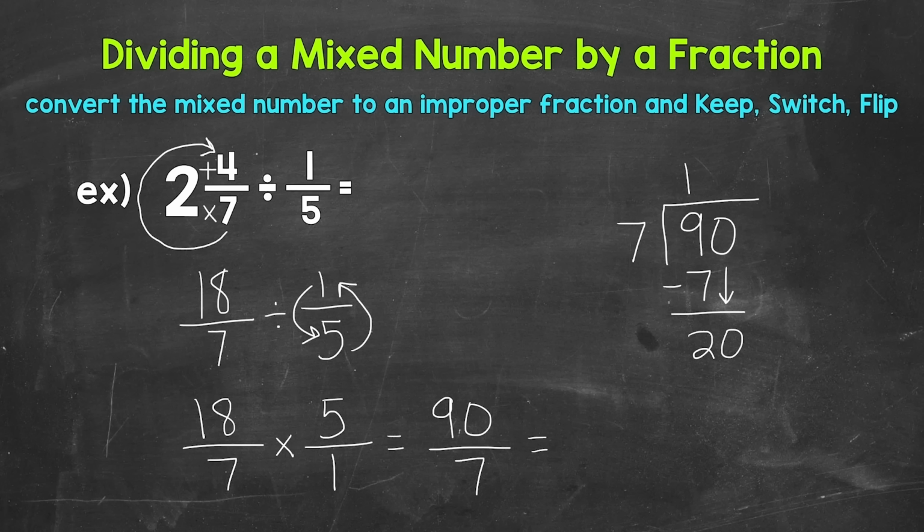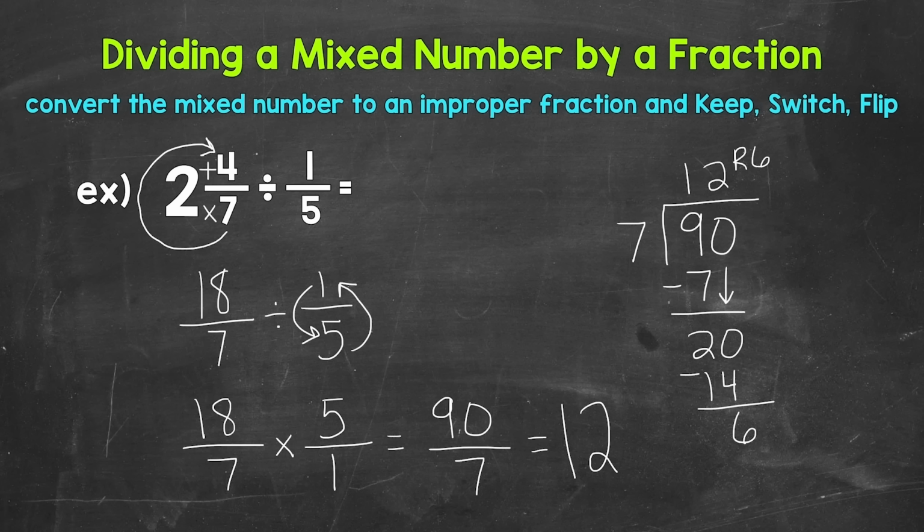So we divide. 20 divided by 7. How many whole groups of 7 in 20? Well, 2. 2 times 7 is 14. Subtract. 20 minus 14 gives us a remainder of 6. So 12 whole groups of 7 in 90. That's the whole number of our mixed number. And then we have a remainder of 6.